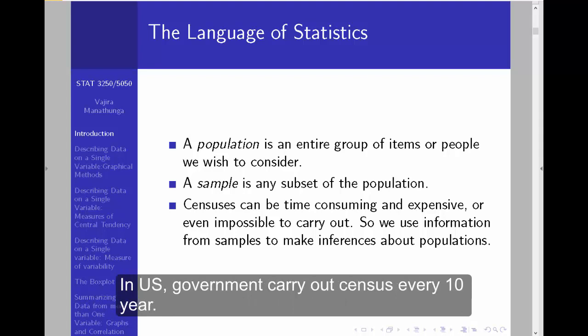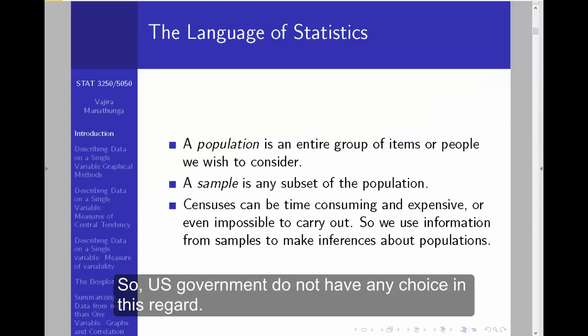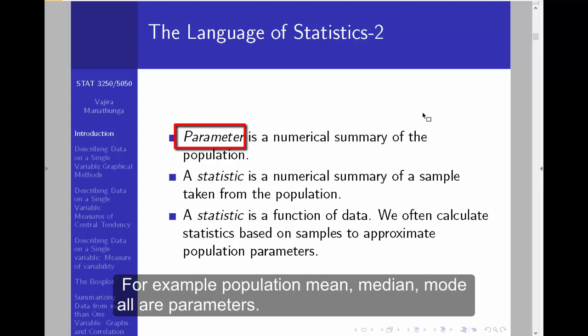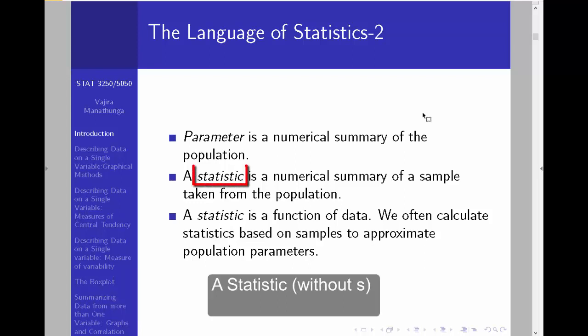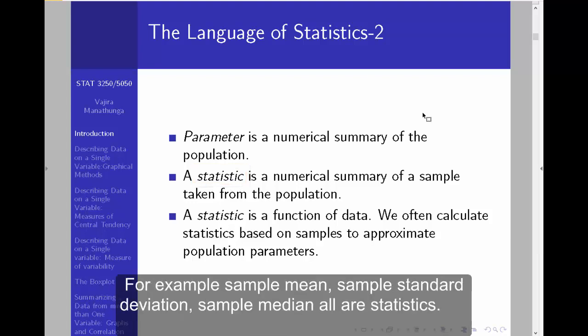In the US, the government carries out a census every 10 years. This is mandatory according to the US Constitution, so the US government does not have any choice in this regard. A parameter is a numerical summary about a population. For example, population mean, population median, population mode, all are parameters. A statistic is a numerical summary of a sample taken from a population. For example, sample mean, sample standard deviation, sample median, all are statistics.